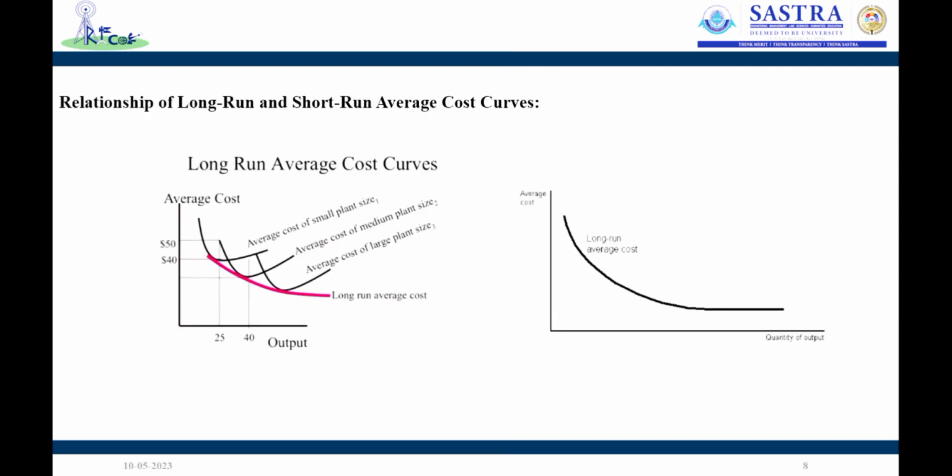Relationship of long run and short run average cost curves. The short run is a period of time in which the quantity of at least one input is fixed and the quantities of the other inputs can be varied. The long run is a period of time in which the quantities of all inputs can be varied. The main difference is that there is no fixed factor in the long run. Moreover, there are both fixed and variable factors in the short run.